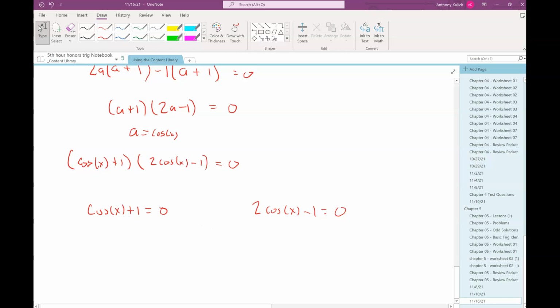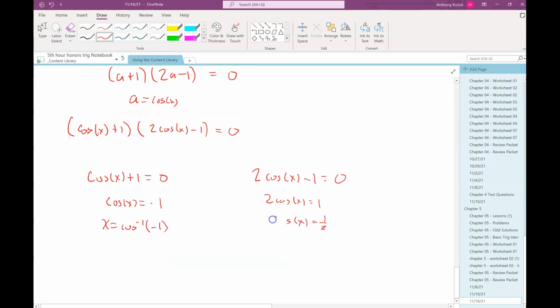Okay. So now I can just go ahead and solve these two separately. The first equation, I can subtract 1 from both sides. Then apply the cosine inverse to both sides. The second equation, I can add 1 to both sides. Divide both sides by 2. And then do the cosine inverse to both sides.